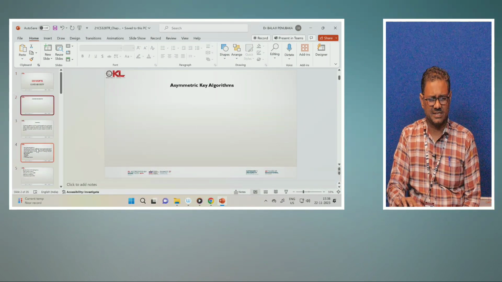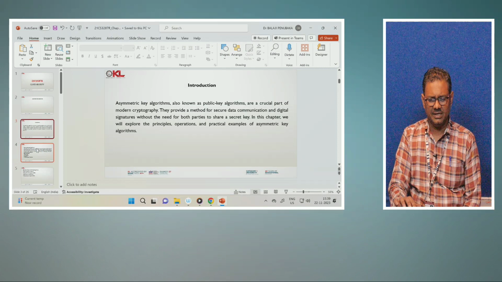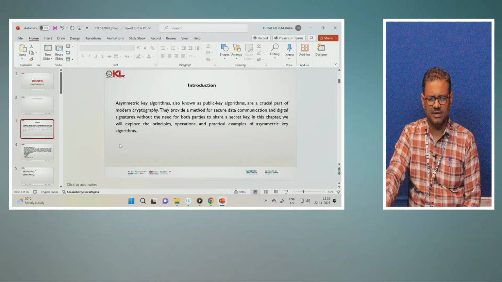Today we are discussing one more topic, asymmetric key algorithms. In the previous session we discussed symmetric key algorithms. Now we are discussing asymmetric. What is an asymmetric key algorithm? In these algorithms, they use two different keys, a public key and a private key. The public key is shared by everyone, but the private key is shared only between the two parties who are sharing the data. So in the asymmetric key algorithm, we maintain two keys. That's important.